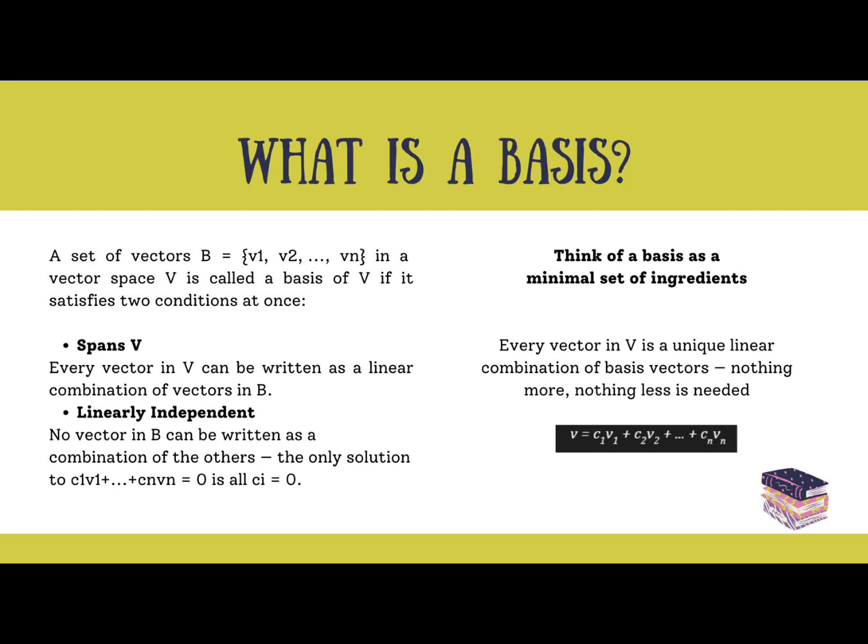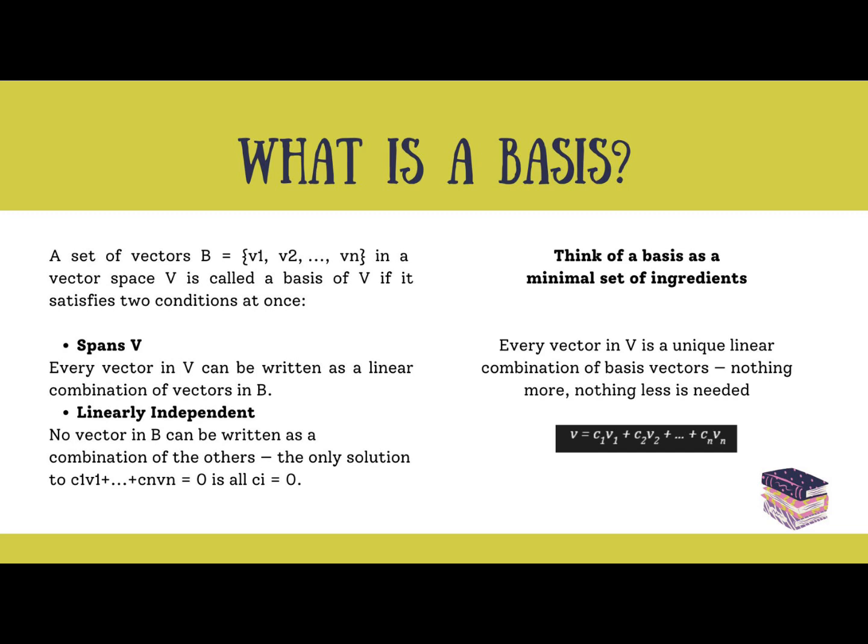A good way to think about a basis is to imagine you're building a house. You only need the essential building materials. If you have extra materials that don't contribute anything new, they're unnecessary. A basis is similar because it contains only the essential vectors needed to generate the entire vector space. That's why a basis is called the minimal set of ingredients. Every vector in the space can be written in one and only one way as a combination of these basis vectors.